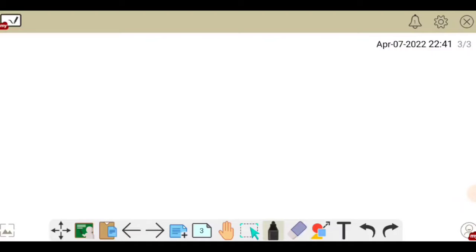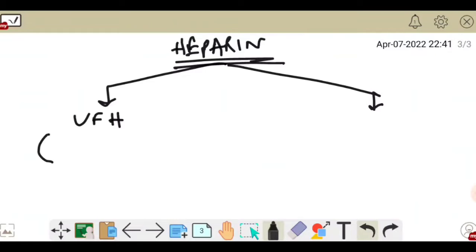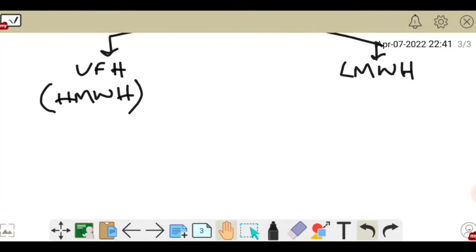Now we have to know the types of heparin. There are two different types of heparin. One is unfractionated heparin, or you can say high molecular weight heparin, and another is low molecular weight heparin.